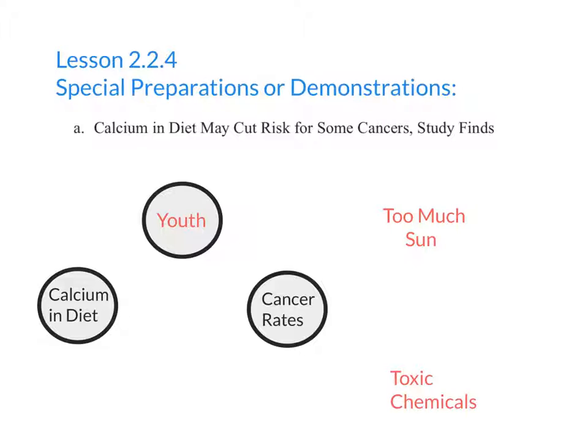Consider a variable like youth. Perhaps young people drink more milk than older people, and so they have more calcium in their diet. And also, young people have lower cancer rates than older people. So maybe calcium in the diet is just an indicator of being young, and being young is what keeps your cancer rate low.